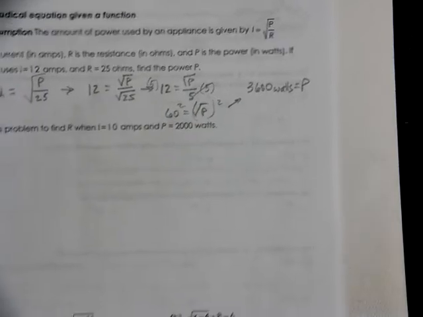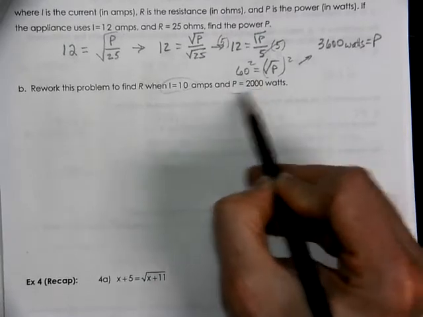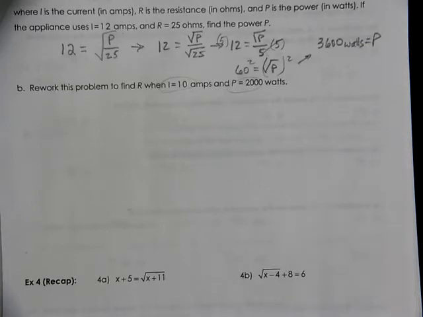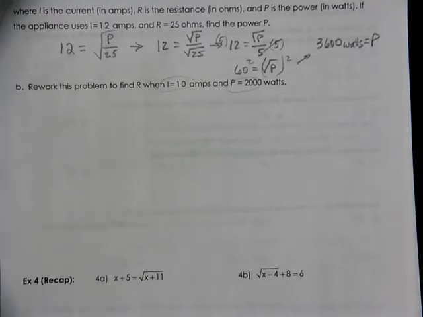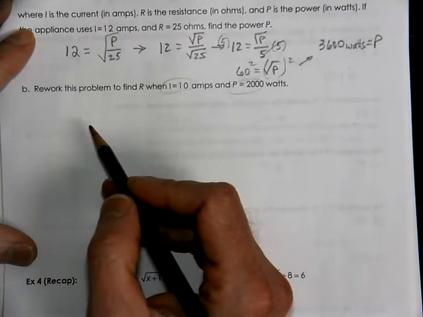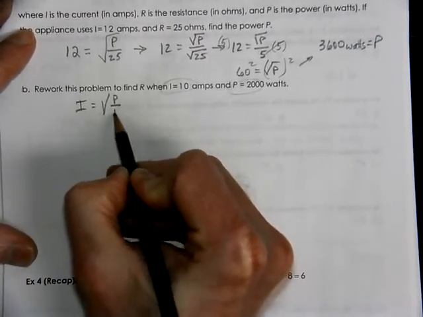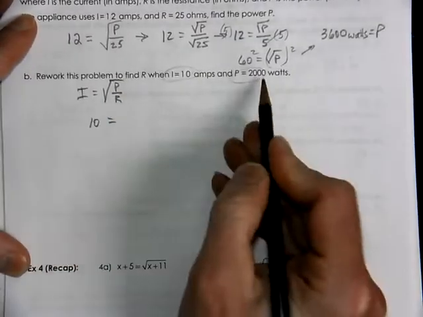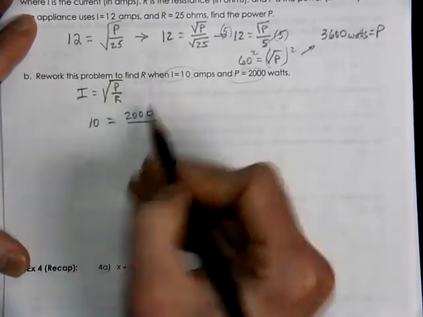So using this formula and these new numbers down here, I is 10, P is 2,000, solve for your resistance in ohms. Pause the video, give it a try, come back and see how you did. So we're going to set up our problem using our formula. We know our I is 10, our P is 2,000, and we're solving, find R.